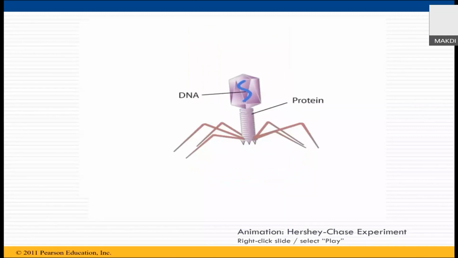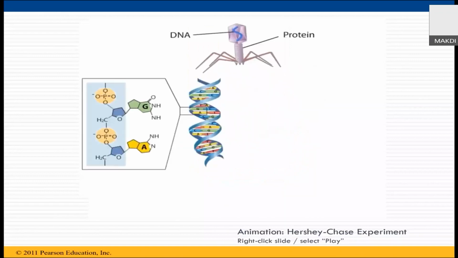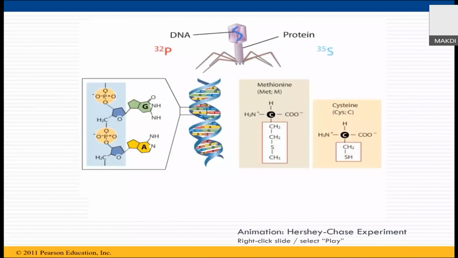To trace the two components of the virus over its life cycle, Hershey and Chase labeled each component with a specific radioisotope. They used P32 to label DNA. The two strands of DNA have a sugar-phosphate backbone that contains phosphorus atoms. Phosphorus is not present in most proteins. They used S35 to label proteins. Proteins contain some sulfur because sulfur is found in the amino acids cysteine and methionine. Sulfur is not present in DNA.